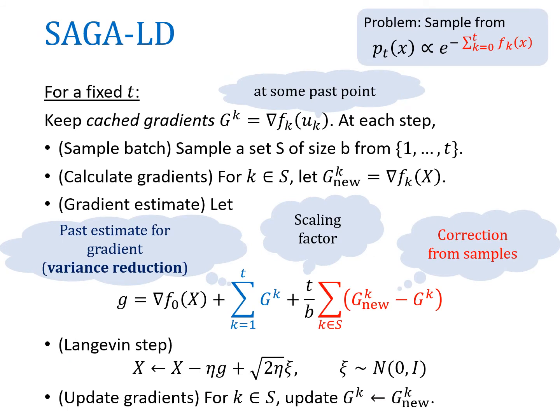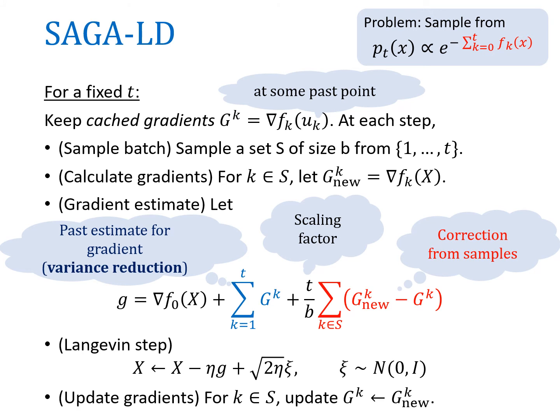The Saga-LD algorithm is as follows. For each f_k, we keep the cached gradient of f_k at some past point u_k. Now, at a point x, to get the next point, we will take a Langevin step with a gradient that's estimated in the following way. Instead of computing the gradient of all the f_k at x, we sample a subset of size b, the batch size, from 1 to t, and we only compute the gradients of those f_k at the current point x.